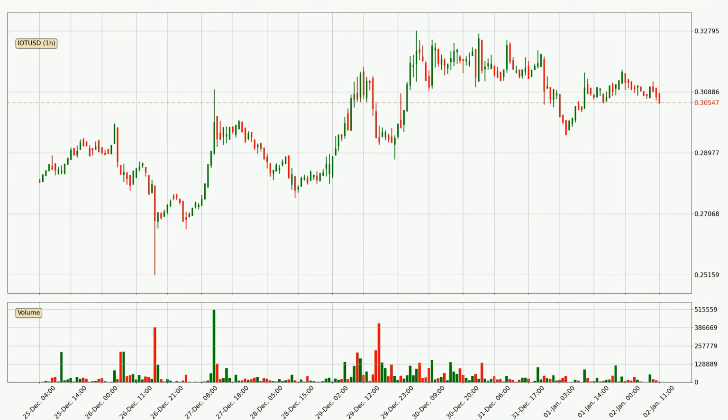Looking at the IOTA hourly time frame, the price moved only slightly to the downside with around 1.5% in the last 24 hours, with a current price of 30.5 cents.